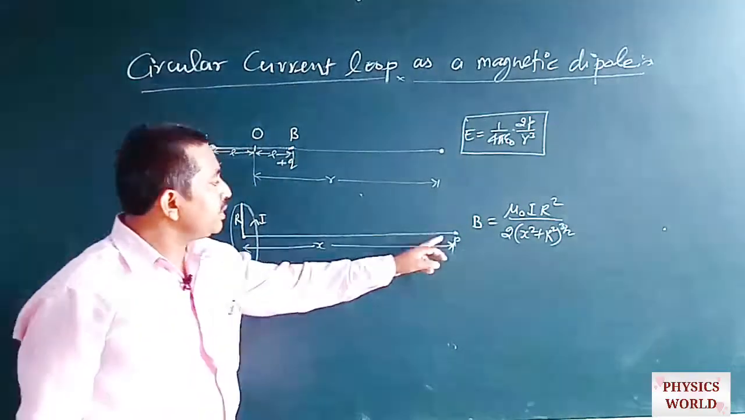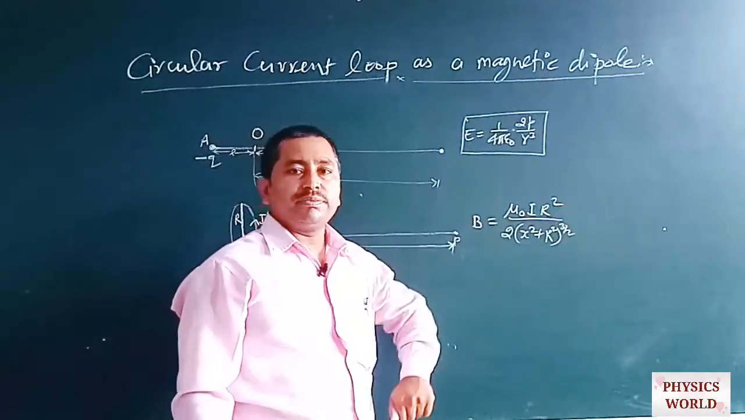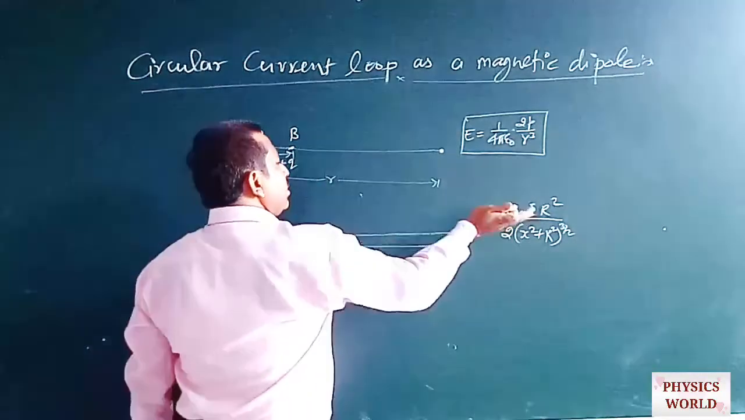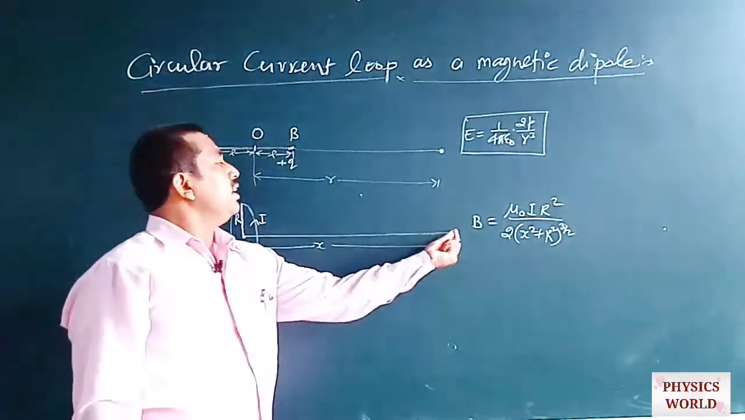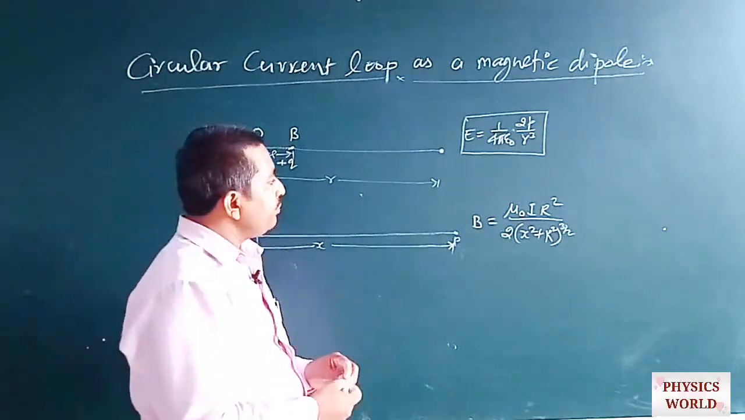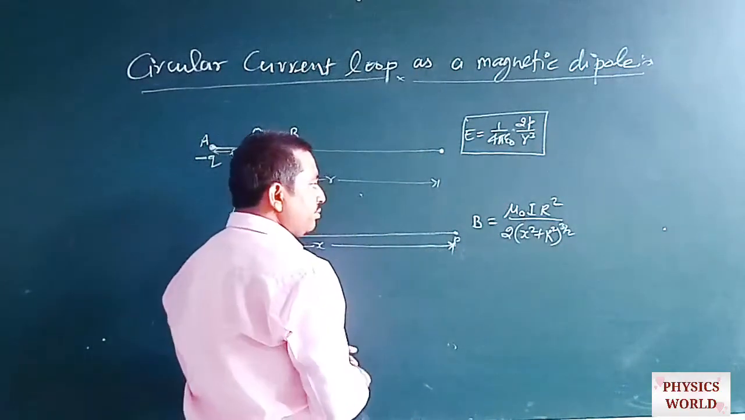And the direction of this magnetic field at this point is always along the axis. If the current is flowing in anti-clockwise direction, then along positive x direction. If the current is flowing in clockwise direction, then the direction of this magnetic field is along negative x direction. Okay, so this is the magnitude of the magnetic field at this point.